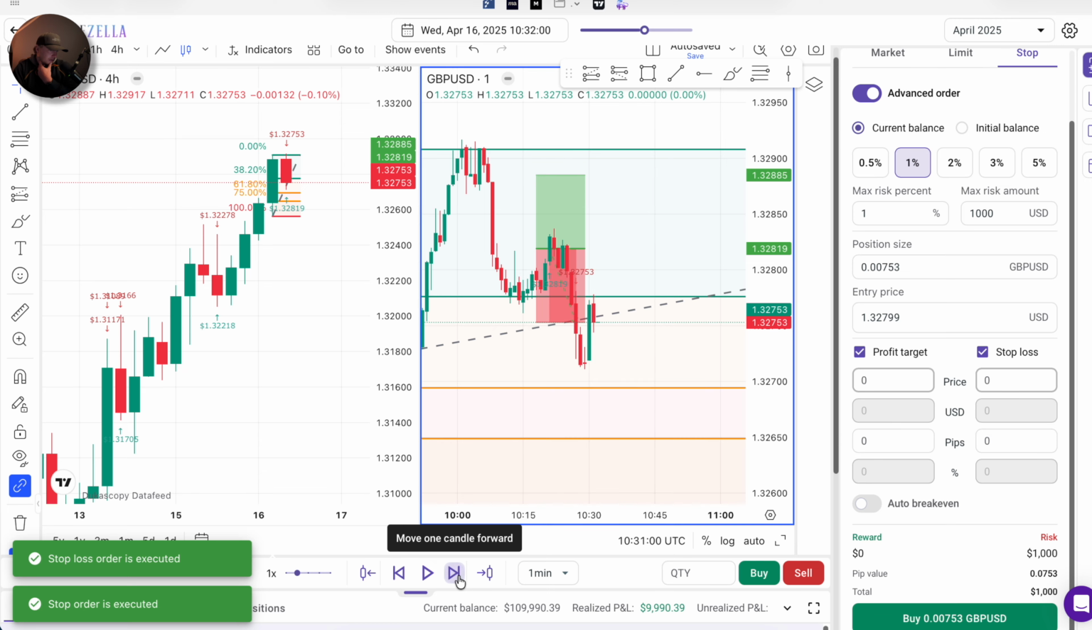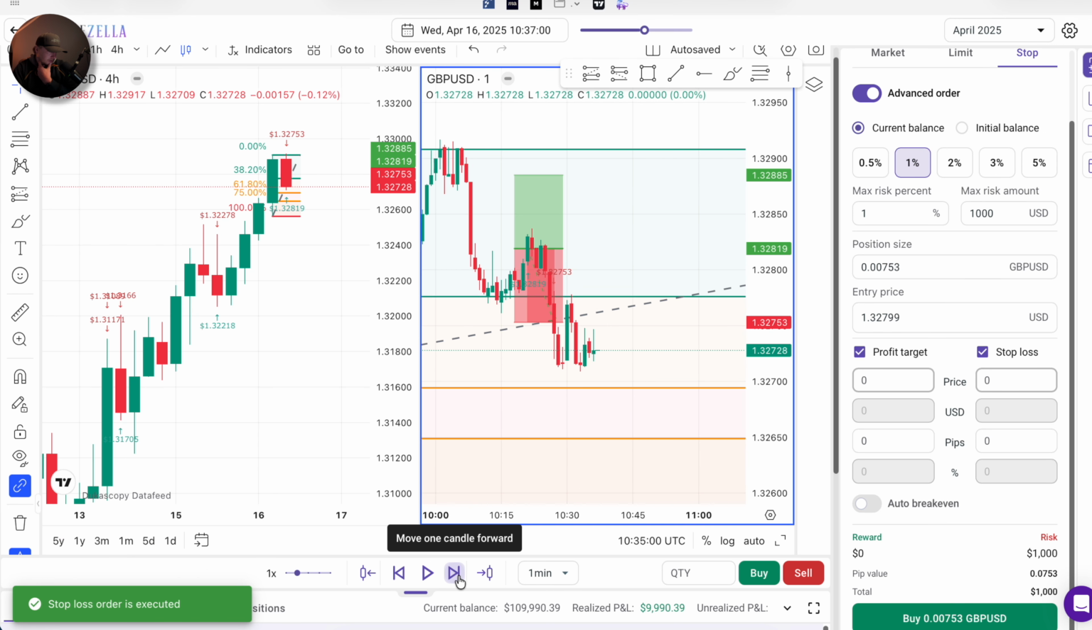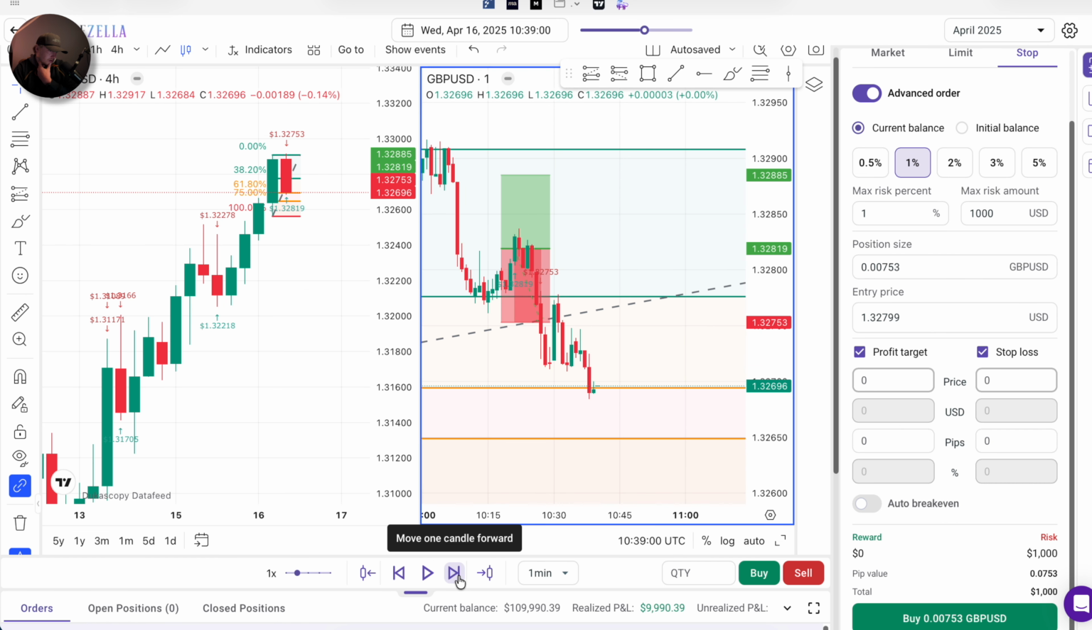Price continues down, and then that is a stop loss. And then did we get a trading opportunity there? No.